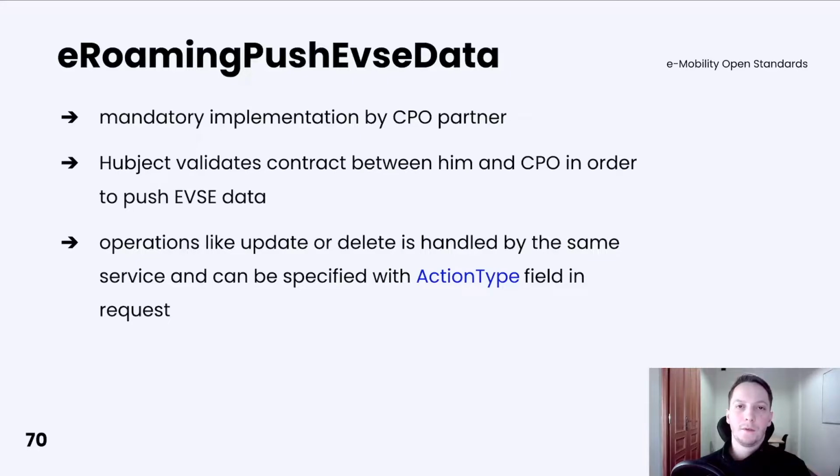Hubject will first check if there is a valid contract between them and the CPO. This time, the Hubject platform is a subscriber to the CPO, not the specific EMP. Operations like update or delete are also handled by the same operation. It can be specified in the action type field in the request, which we will see in just a moment.